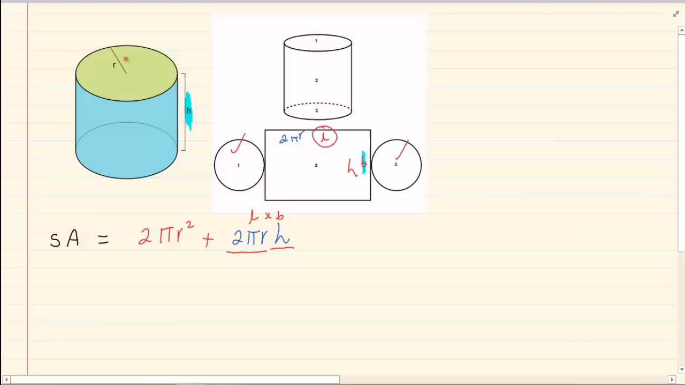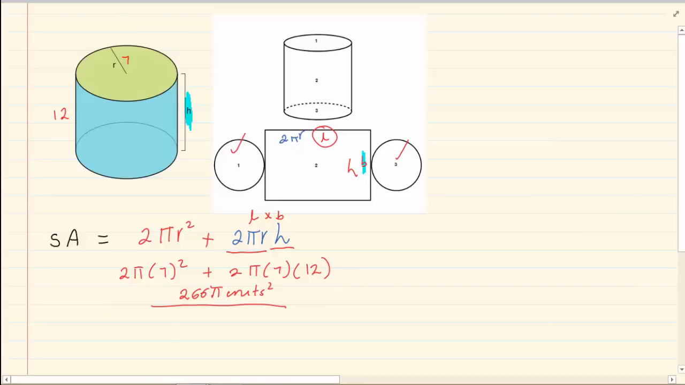Now let's say the radius for this is 7. What would the surface area be if the radius is 7 and the height is 12? We're going to have 2 pi, our r is 7, so we're going to have 7 squared plus 2 pi, again our r is 7 and our h is 12. Pressing that into the calculator, you'll get the surface area, which is equal to 266 pi, and then we're going to say units squared.